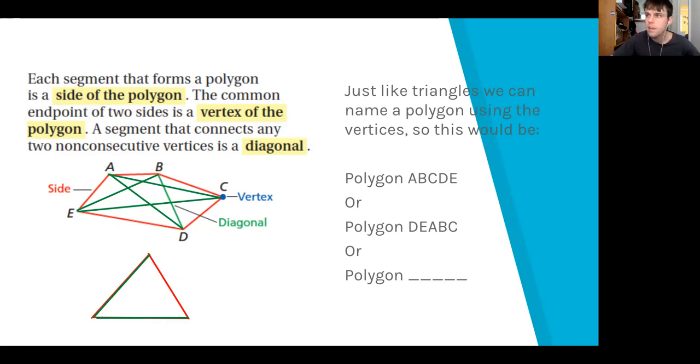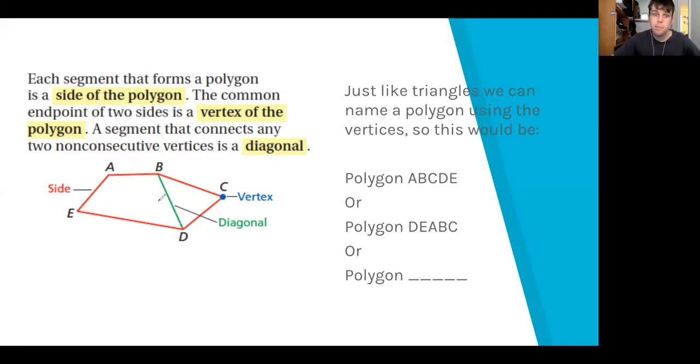It's kind of interesting. When we name a polygon, what we want to do is pick a place to start and then move around the figure. It doesn't matter if it's clockwise or counterclockwise, but we don't want to skip around. So one name would be A, B, C, D, E, moving around the figure, starting at A and then moving around to E. We could also start at D and move around: D, E, A, B, C.